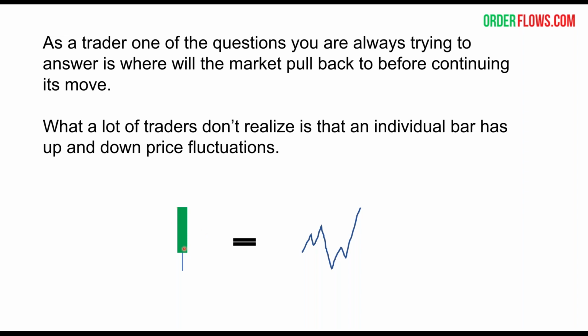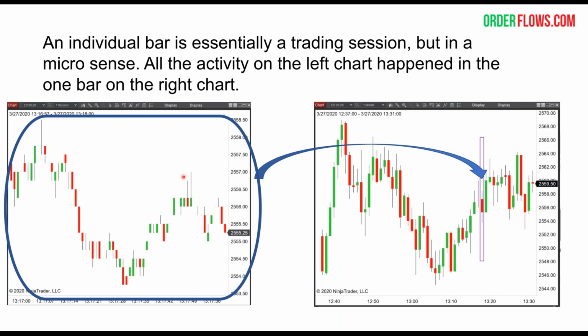But in this candle, there's a tug of war going on. It could go up, come off, go back up, sell off, rally up, come off again before rallying, right? You see this play out during the day. This chart here could be a daily chart, it could be a weekly chart, it could be a second chart even. For example, the chart on the left is a 1 second chart, and all this price activity, up, down, is this one bar here, right? An individual bar is essentially a trading session, but in a micro sense.